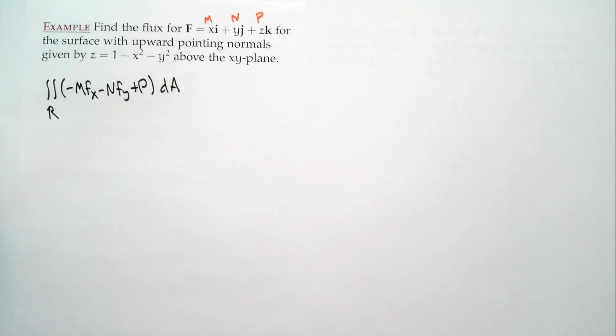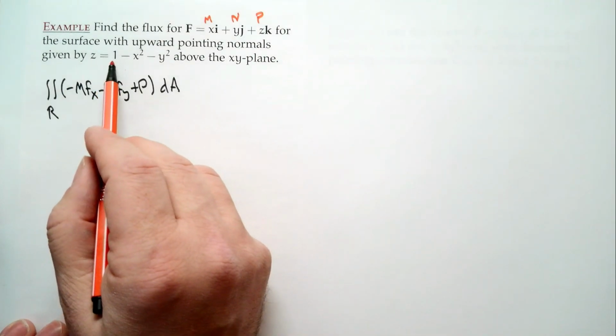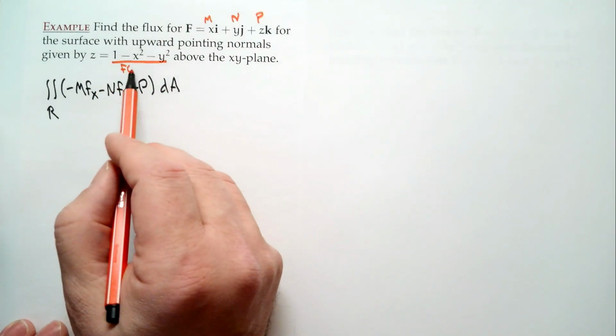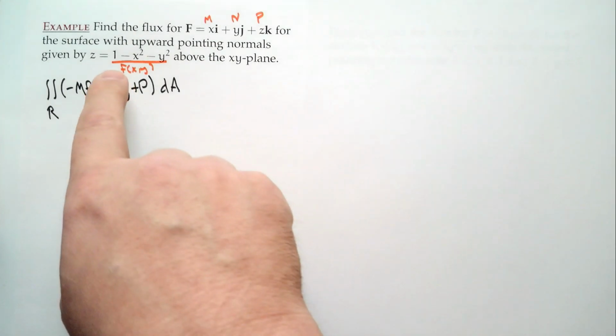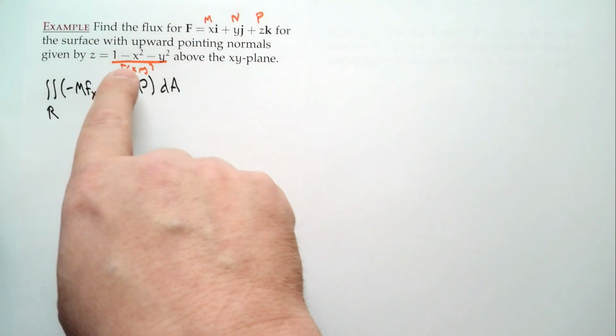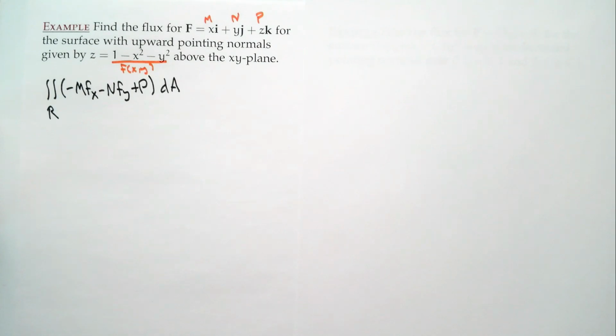Your z corresponds to your surface. Sometimes you have to solve for it, like when we had the sphere. Sometimes they just give it to you. So here, this is our f of x, y. Our R, that wasn't given to us, so we have to figure it out from context. So we say, okay, what do we have going on here? Well, let's think about what this surface is. 1 minus x squared minus y squared. Do we know what that looks like?